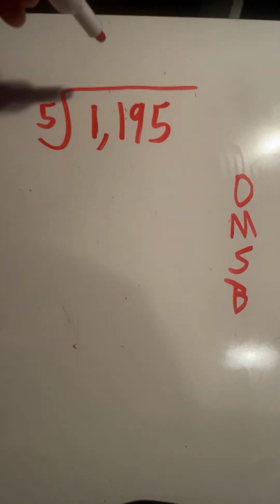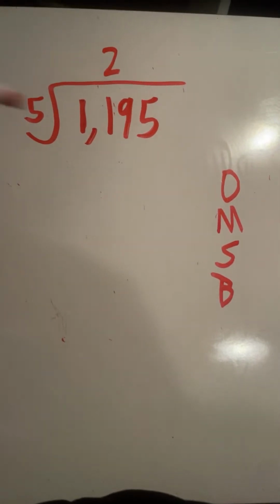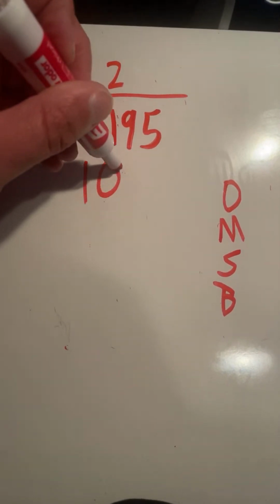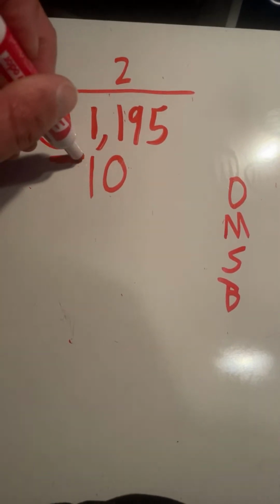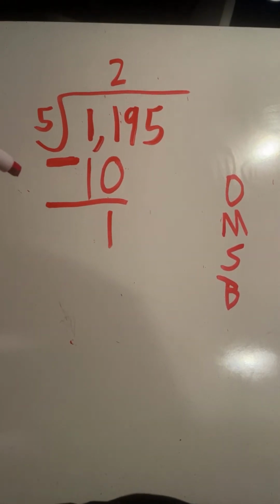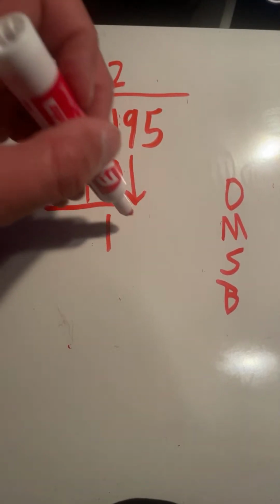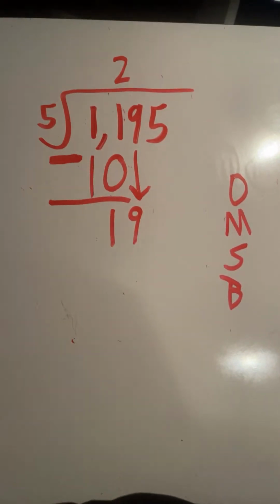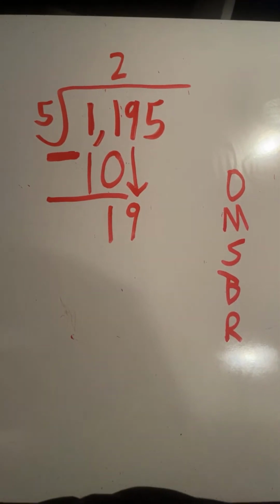So 11 divided by 5 is 2. Step 1, we divide. Step 2, we multiply. We're going to multiply 2 times 5. 2 times 5 is 10. So we know what number we're subtracting. Step 3, we subtract. 11 minus 10 equals 1. We have our remainder of 1. Step 4, we bring down. We bring down the 9. And I guess step 5, if we want to write a fifth step, we just repeat. We repeat steps 1 through 4.